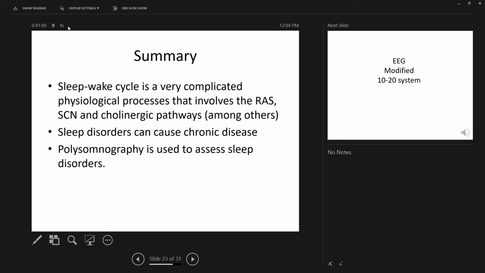So in summary, the sleep-wake cycle is a very complicated physiological process that involves the RAS, the SCN, and cholinergic pathways, among others. Sleep disorders can cause chronic disease, and a polysomnography is used to assess sleep disorders.